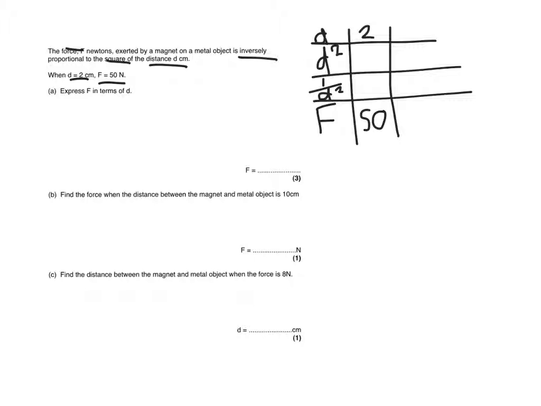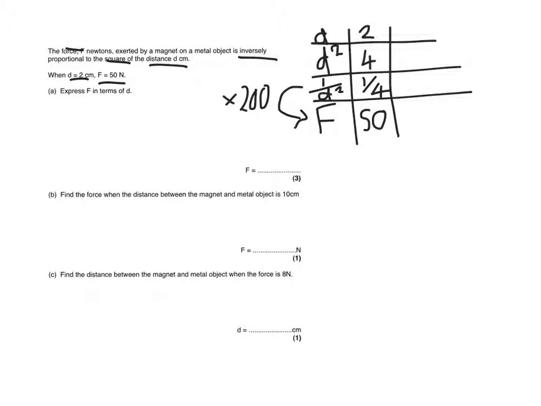So if d is 2, then d squared is going to be 4, which means that 1 over d squared is going to be 1 over 4. And I need to figure out, how do I get from there to there? How do I get from a quarter to 50? Well, how many quarters in 1? There's 4, and then there's 50, so it's 4 times 50. I'm timesing by 200. To get from a quarter to 50, I times by 200.